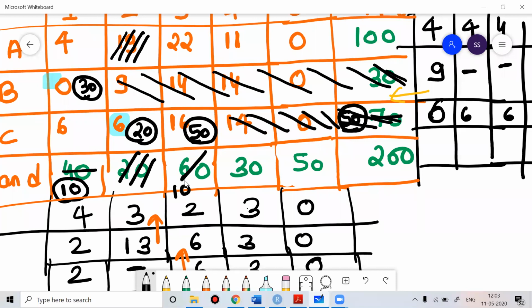If you put 50 here, this is done. Now 10 is still there for this, so there is no more allocation for the third row.